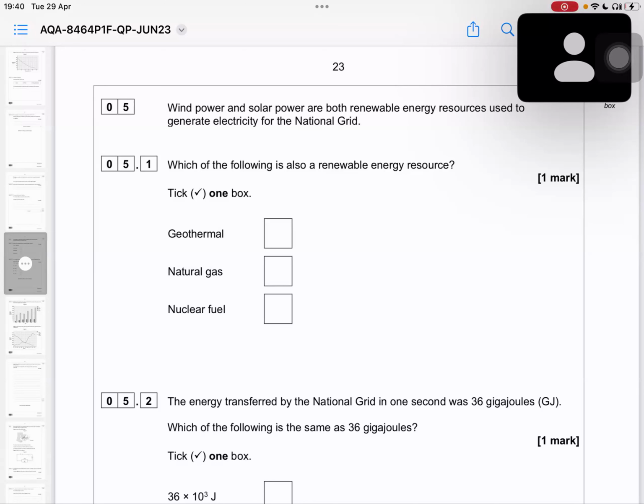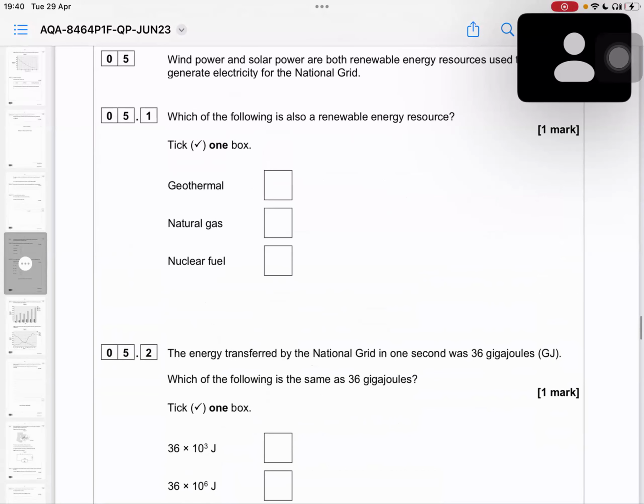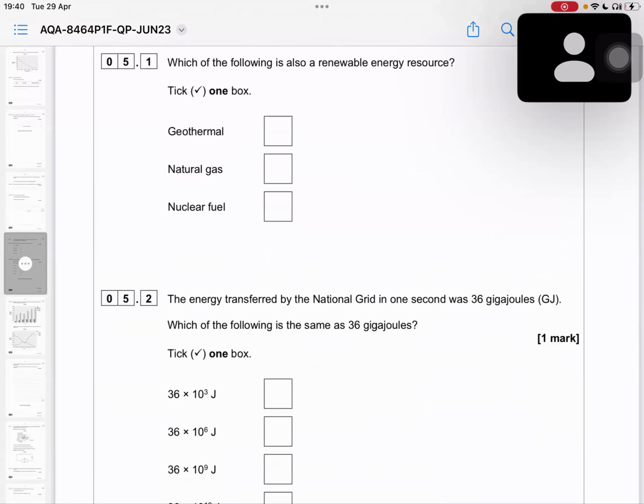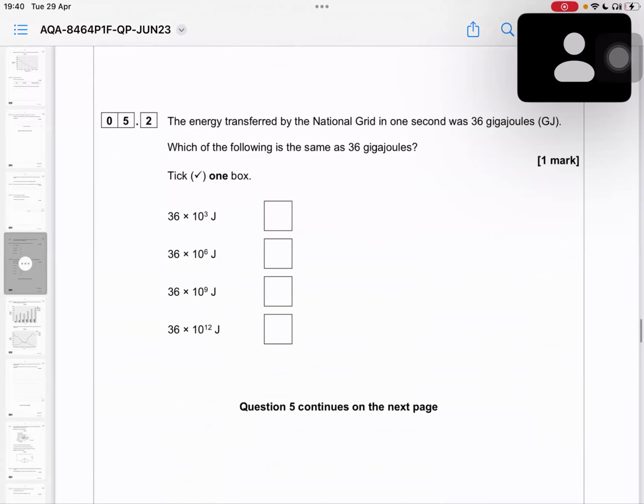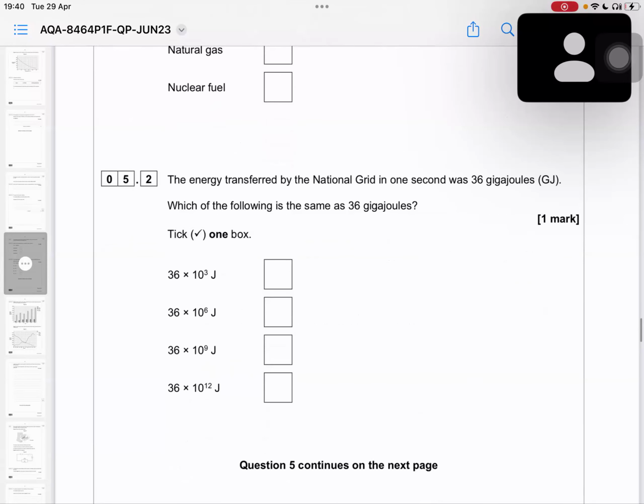Okay. So yeah, what does the marking scheme say? Geothermal. Okay. What does this one say?